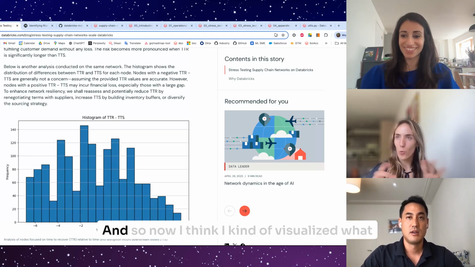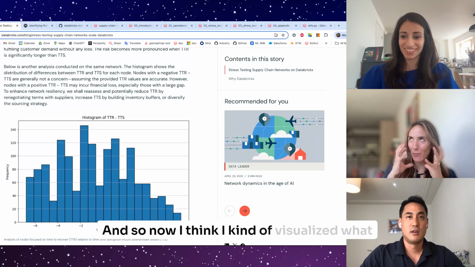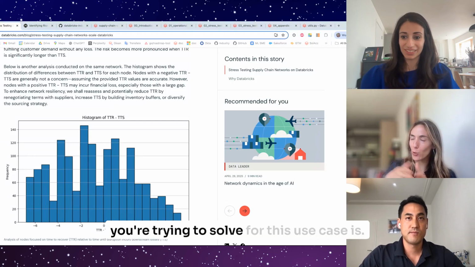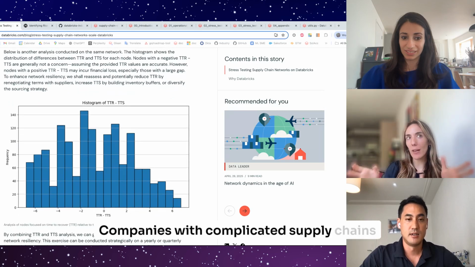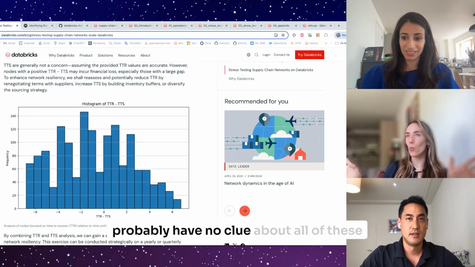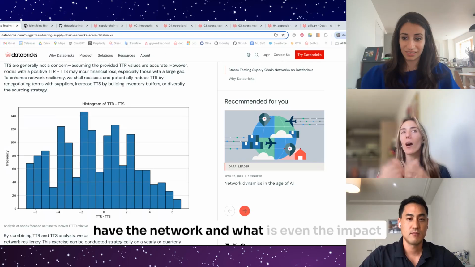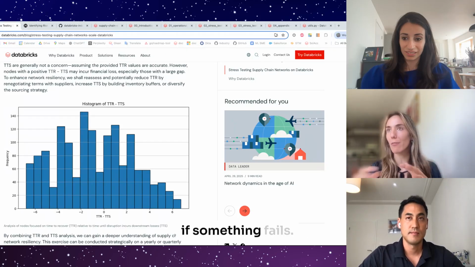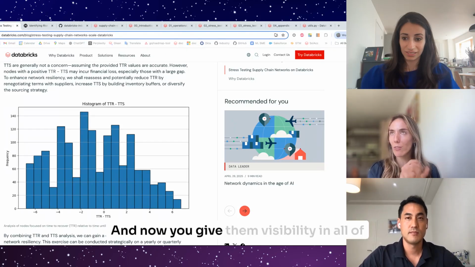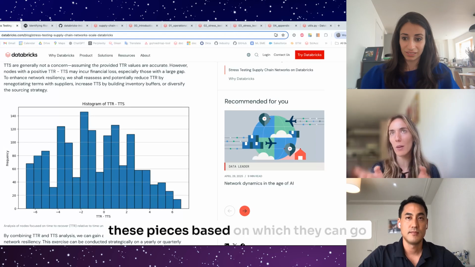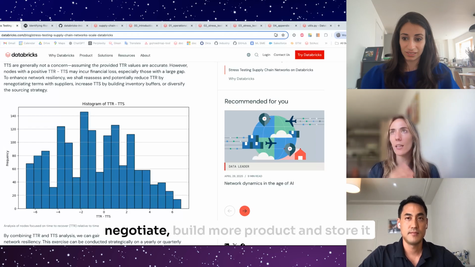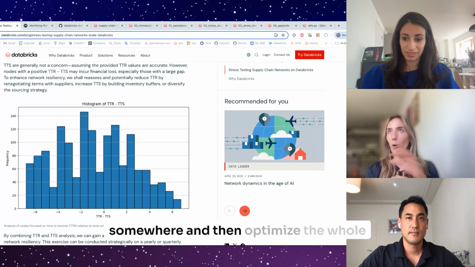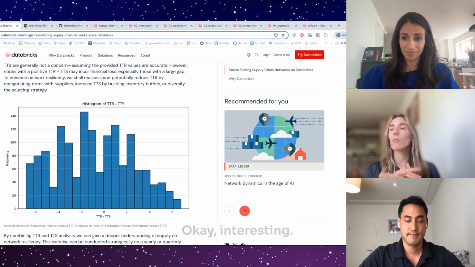And so now I think I kind of visualize what you're trying to solve for this use case. Companies with complicated supply chains probably have no clue about all of these nodes they have in the network and what is even the impact if something fails. And now you give them visibility into all of these pieces, based on which they can go negotiate, build more product and store it somewhere, and then optimize the whole network. Okay, interesting.